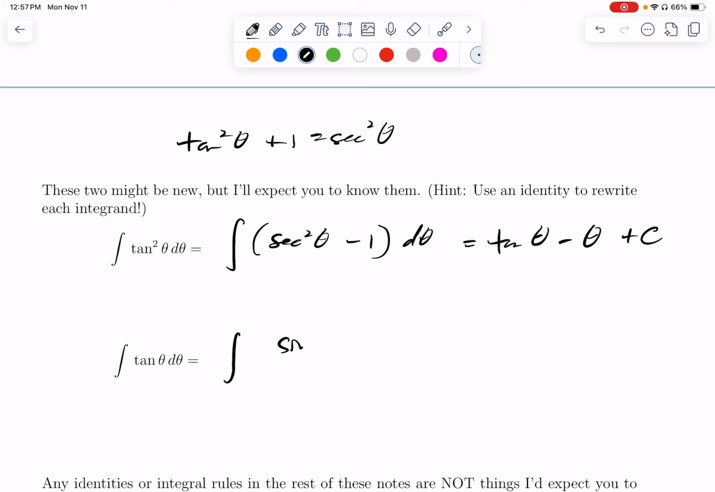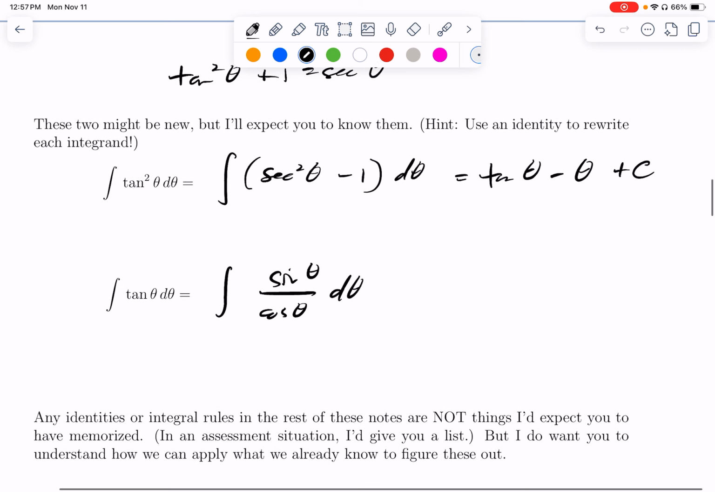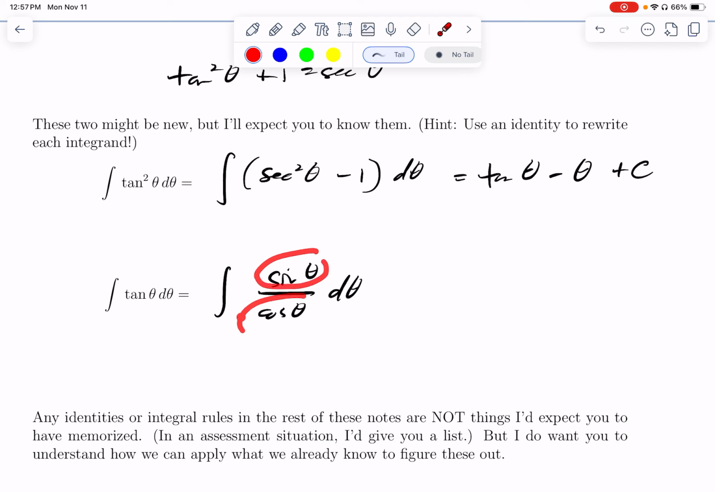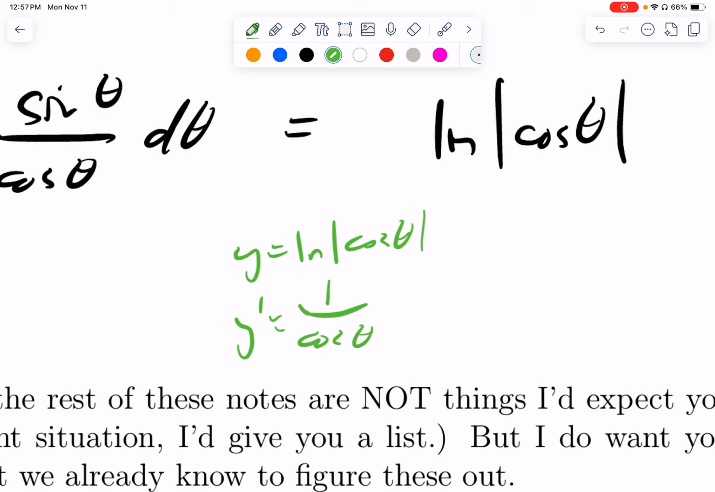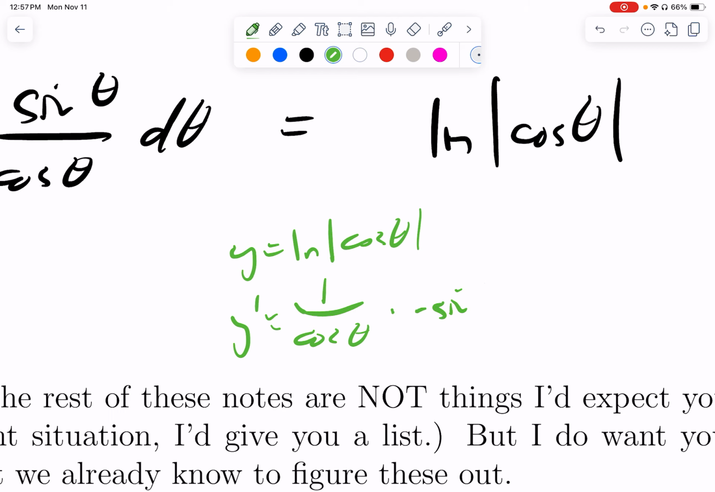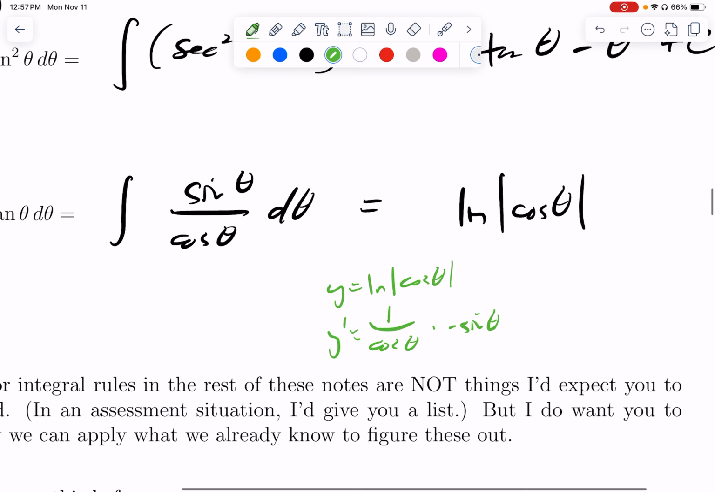And now here, if we just use the definition, this is sine over cosine. And we'll notice that the numerator is basically the derivative of the denominator. You could do this formally as a u substitution. But what if we just took natural log of the absolute value of cosine theta? The derivative of that would give us 1 over cosine theta. Right, I'm just sort of thinking over here. I prime would be 1 over cosine theta. Then by chain rule, I multiply by negative sine theta. And that's pretty much what we have except for the minus.